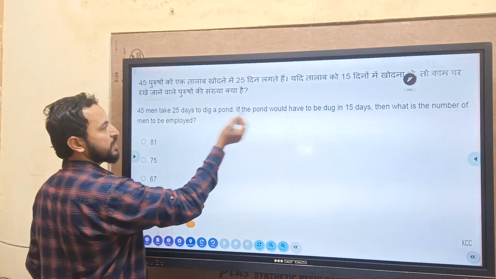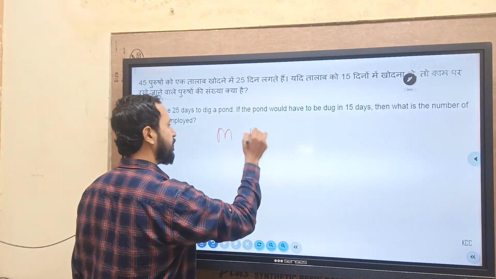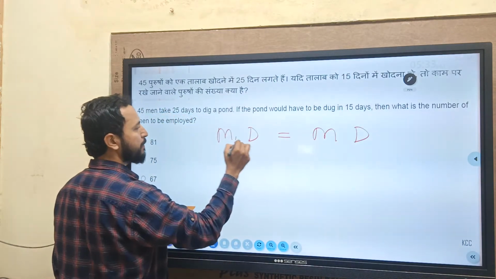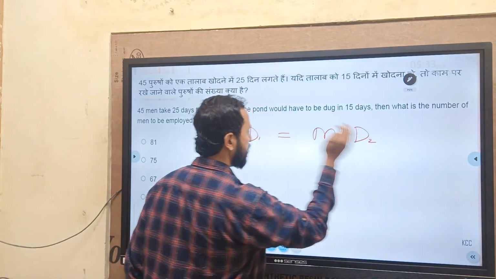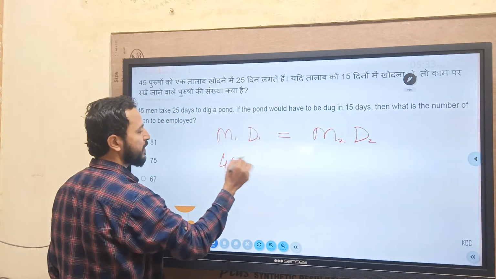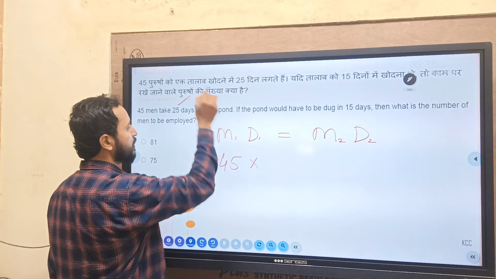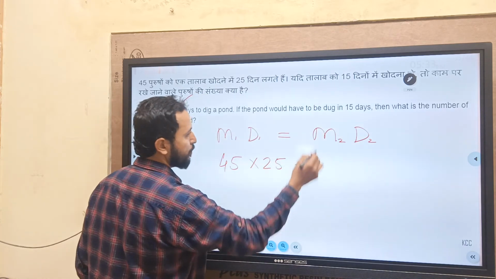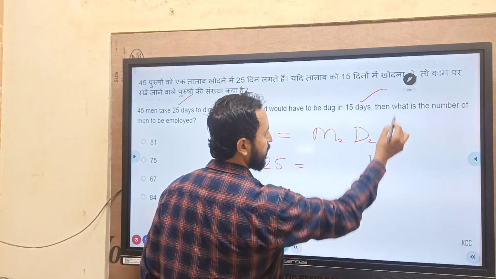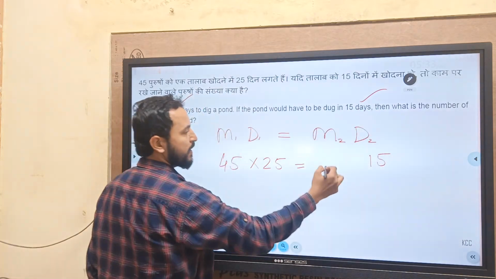45 men 26 days. MDH question. MD is equal to MD question. 45 men, these are the men, these are days. How many men? 45. In how many days do they do it? In 25. Okay, so the men are given, days they have given us 15 days. We need the men. How many men are there?